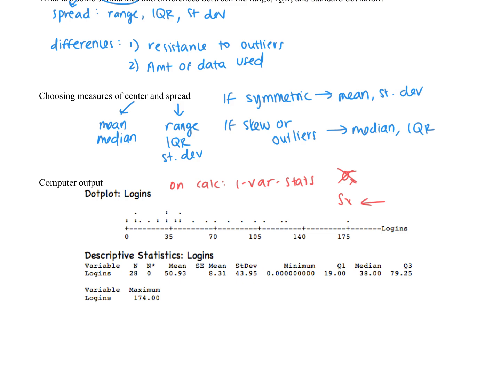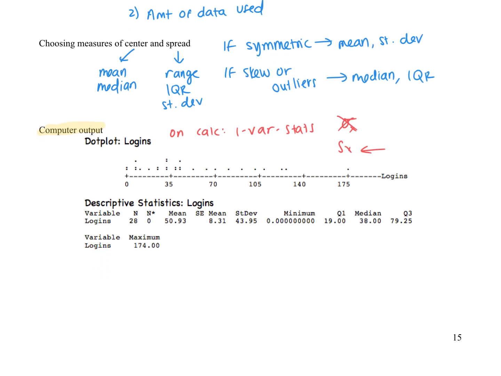So use your calculator. And then lastly, you do need to be able to read computer output. So that's what we have down here. What you need to be able to identify from here, just circle these with me. You should be able to find the sample size, the mean, the standard deviation, and the 5-number summary. We will not use SE of the mean, and we will not use N star. So you could be given this output and asked to make a dot plot. Not a dot plot, a box plot. You would know how to do that.